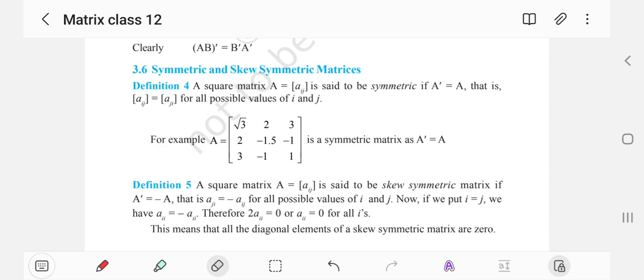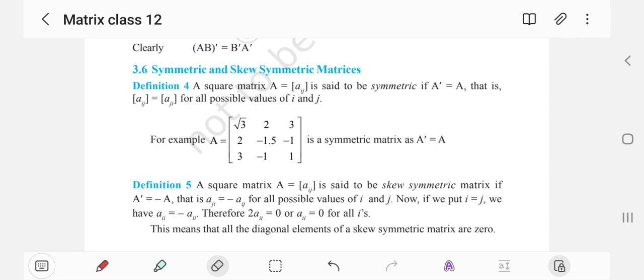One thing that I also want to tell you is that every matrix need not be symmetric or skew symmetric. A matrix may be symmetric or skew symmetric, or it may not be anything. It may be a simple matrix, just like our rectangular matrix, right? This is also a very important question which may be asked.